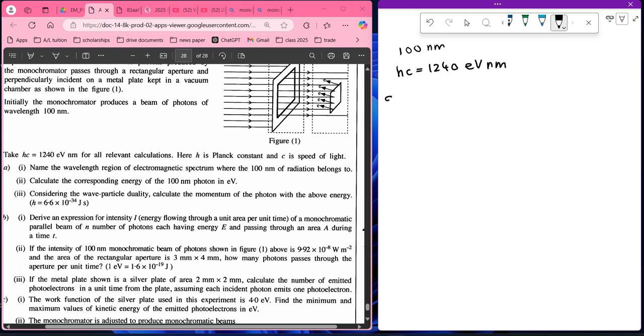Now we'll start on with the questions and go directly into the answers, and the way the marks are allocated is highly important here, but I'll be writing only the necessary steps so you can identify that this method of answering is what you should do in your exams as well. So name the wavelength region of the electromagnetic spectrum where 100 nanometer radiation belongs to.